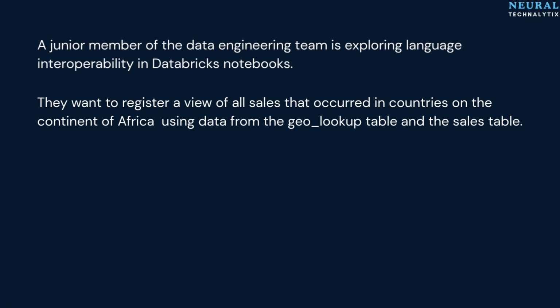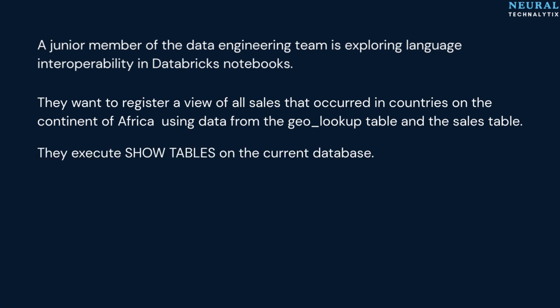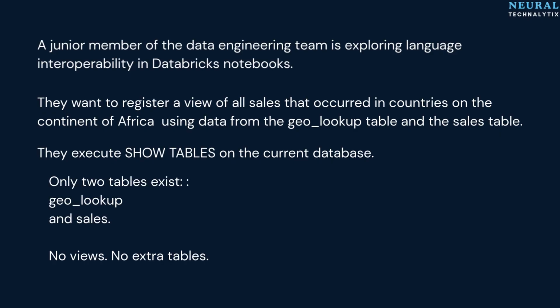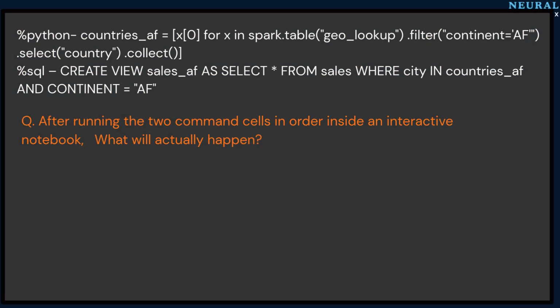Now, before running the code, they execute show tables on the current database. And what do they see? Only 2 tables exist: geo_lookup and sales. No views, no extra tables. Now the question is, after running the 2 command cells in order inside an interactive notebook, what will actually happen?